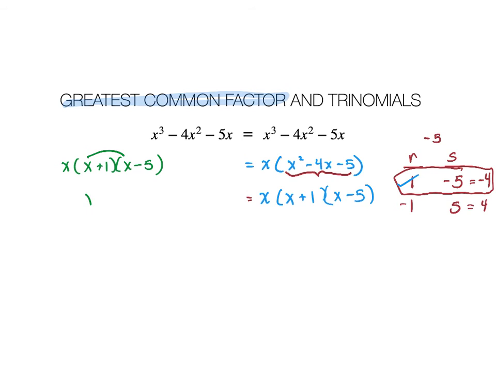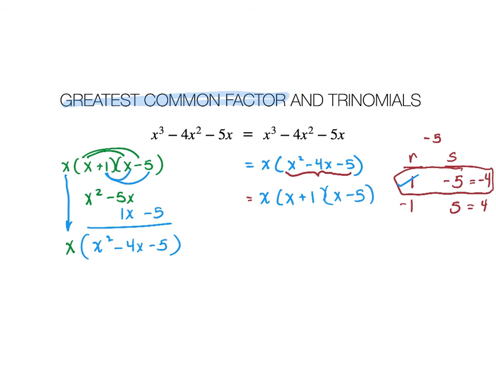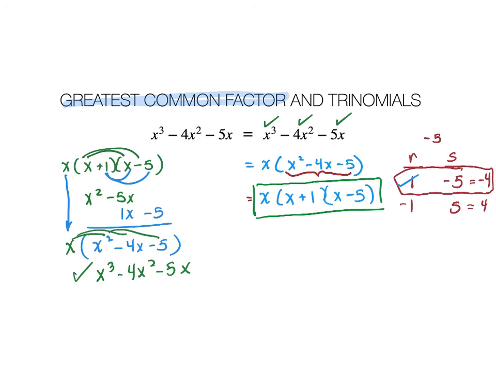And I distribute x squared. I distribute -5x. And I distribute the 1, 1x, and distribute the 1, -5. And that gives me x squared minus 4x minus 5. But I have not yet multiplied this x times everybody. So he has to get distributed, giving me x cubed minus 4x squared minus 5x. X cubed minus 4x squared minus 5x. It checks. I am guaranteed I have the right factorization.